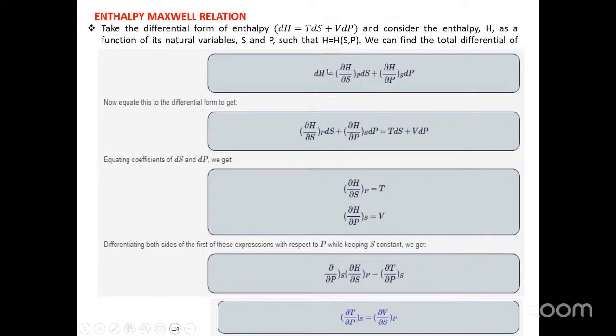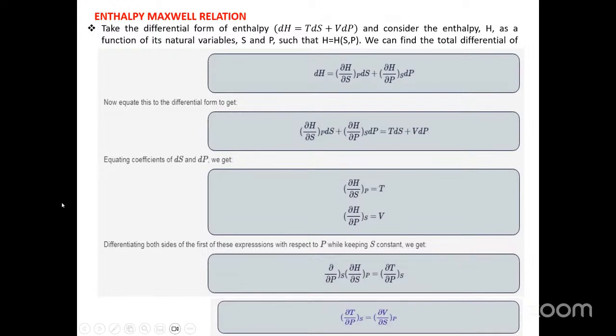See, dH, ∂H/∂S at constant pressure, and we are taking the pressure. What are the constants in enthalpy? S and P, pressure and volume. Very good. So here V dP and T dS, the same equation I am deriving here. So same formula. You do all these at home, taking them one by one, and you will get it right.